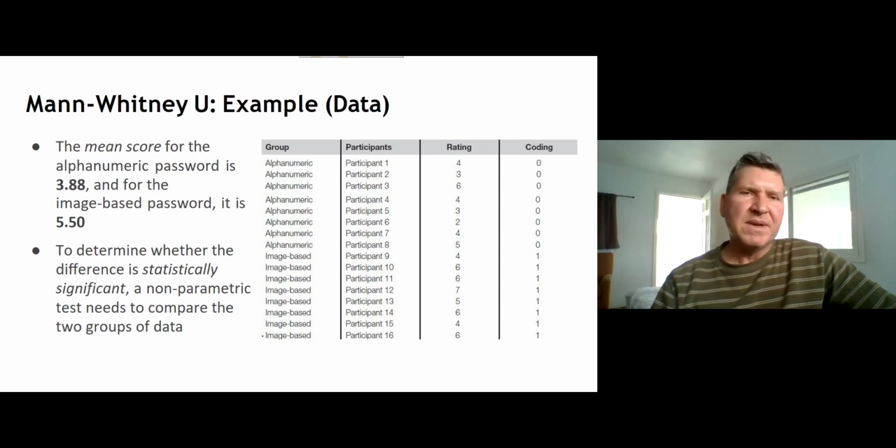Once we do this measurement, we find the mean score for the alphanumeric password is 3.88. And for the image-based password, it's 5.5. So we want to determine whether there's a statistically significant difference between the 2. And we use a non-parametric test to compare these two groups.